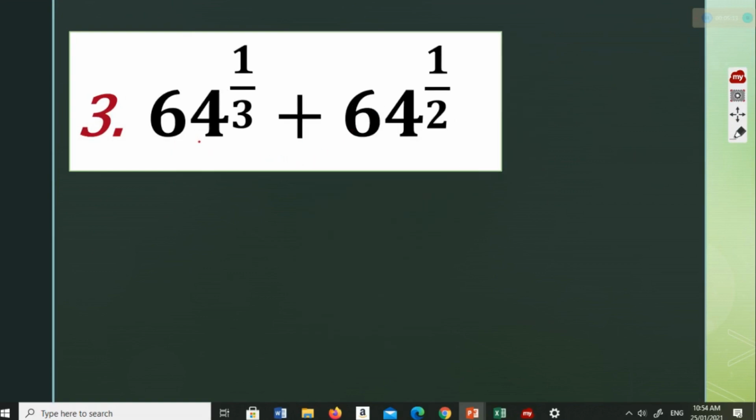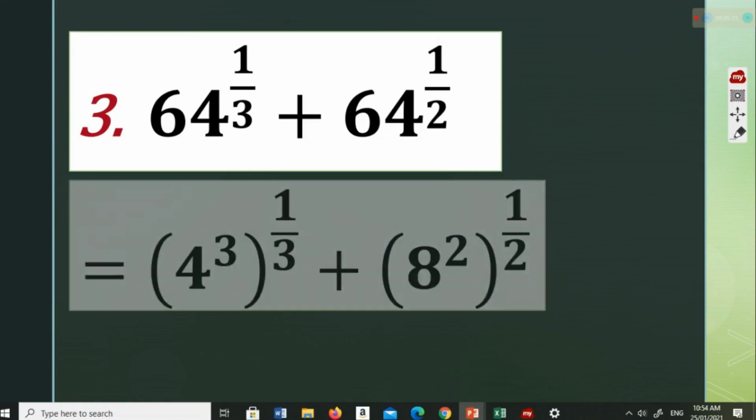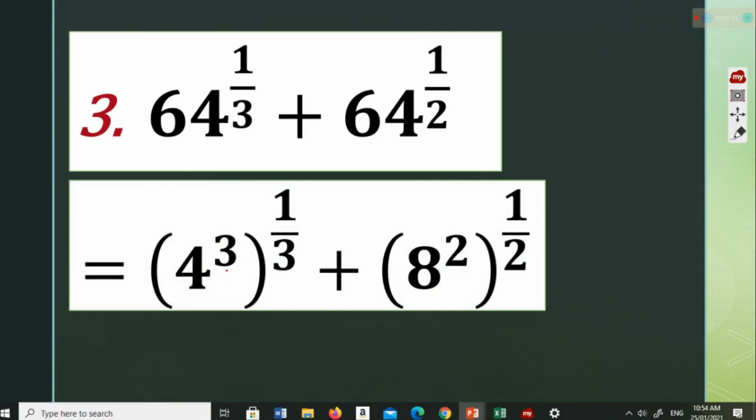Okay, number 3, 64 raised to 1/3 plus 64 raised to 1/2. So yung 64 is 4 cubed raised to 1/3 plus yung 64, ginamit ko dito ay 8 squared raised to 1/2. Bakit magkaiba? Kasi dito, naka-raise sa 1/3. So, hanap tayo ng 64 in exponential form na exponent ay 3. Dito naman, 64 raised to 1/2. Dahil 1/2, 2, kaya ang ginamit ko ay 8 squared.